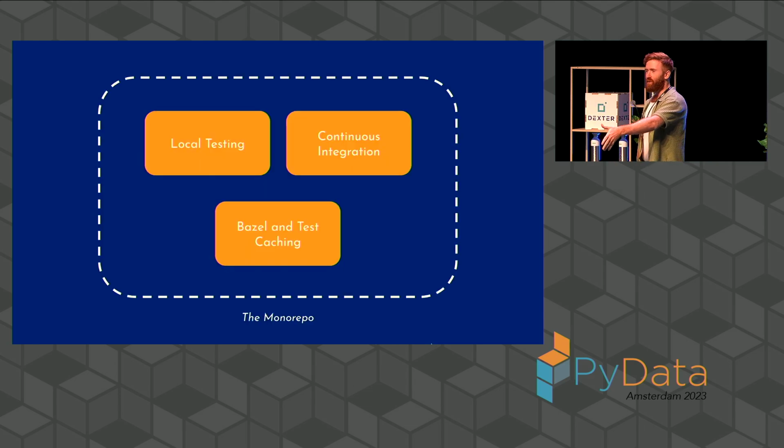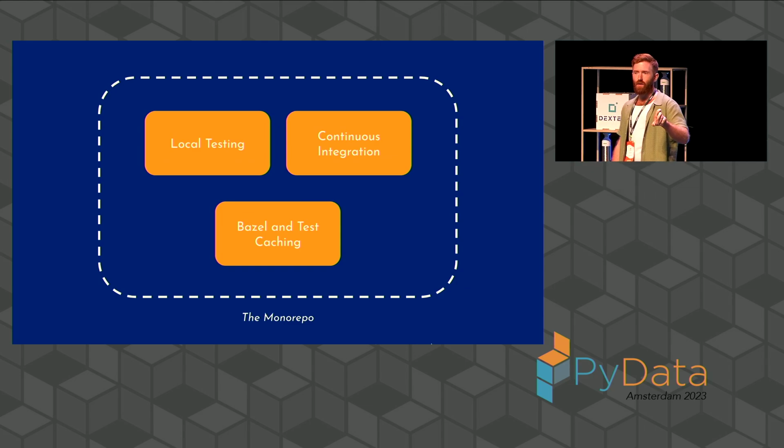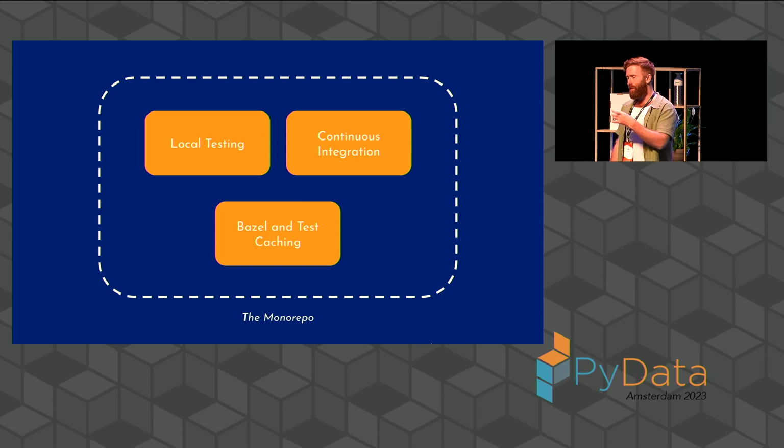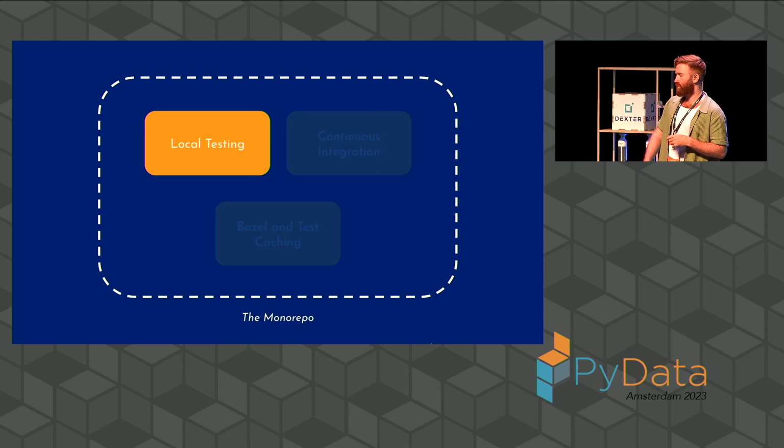I want to talk about what's in this monorepo precisely. First, I'm going to talk about local testing. Then I'm going to talk about how we enact that local testing into continuous integration. And then as we scale, there are some sort of issues that come at scale, and we're going to talk about how Bazel and smart test caching were used to solve these scaling problems.